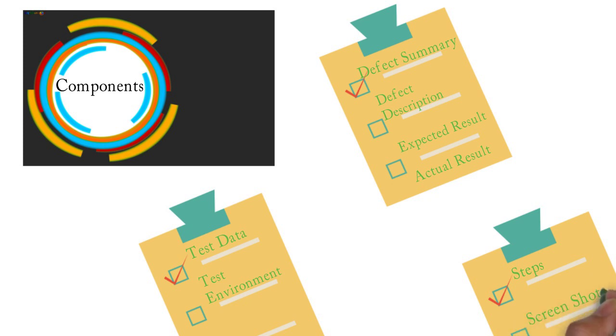The next component is screenshots. The screenshot of the issue observed would be given here. So the components of a defect template are defect summary, defect description, expected result, actual result, test data, test environment, steps to recreate the issue, and screenshots.